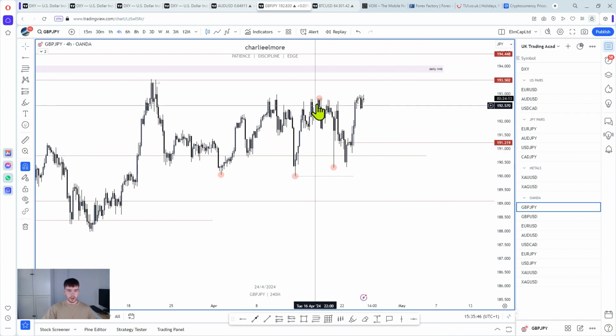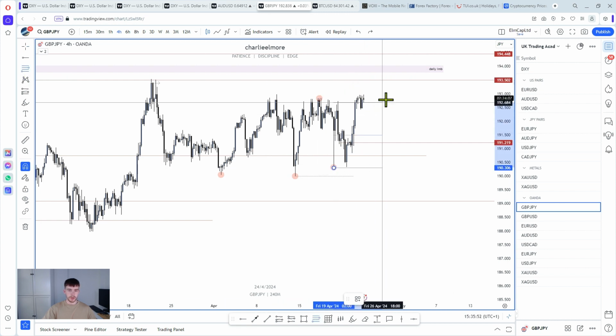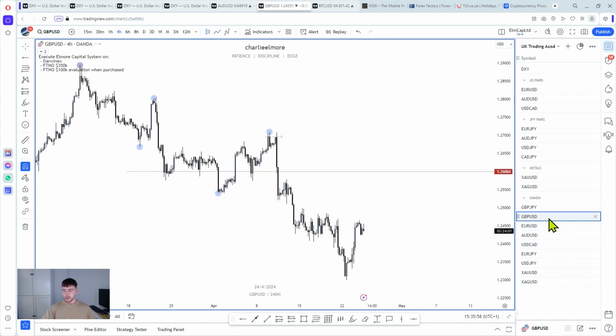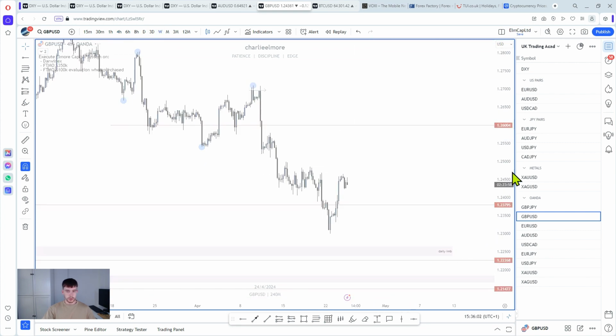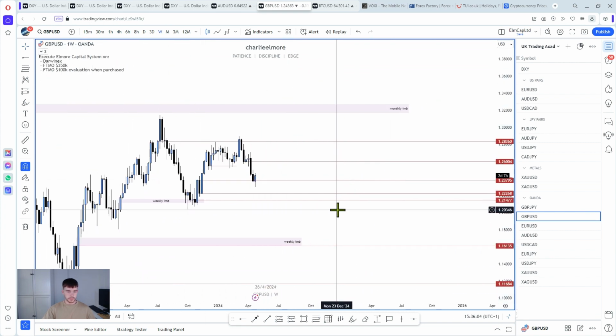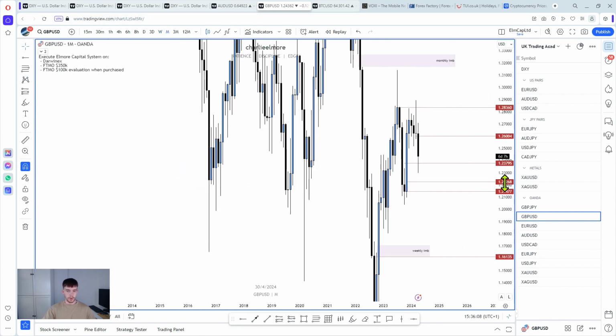Okay. Notice how I'm not marking that high on because I don't know that that's the actual high. Nobody knows that. So I'm just going to leave it open because if it continues higher, I'm then going to drag this higher. Okay. So pound dollar. Let's just zoom out on the weekly just to understand where we are. Let's go one more on the monthly.